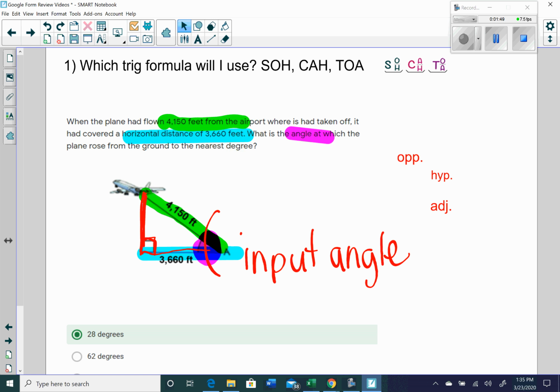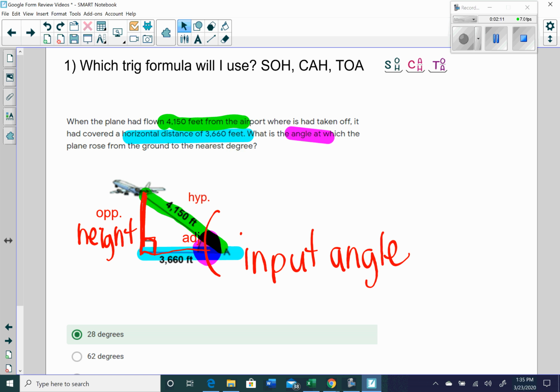So the first label I look at is the opposite. Go to that input angle and go across from it, and that happens to be where the unknown height was. And then we go to the right angle and go across from it, and that is the hypotenuse. That happens to be the path the plane is taking during takeoff, 4,150 feet.